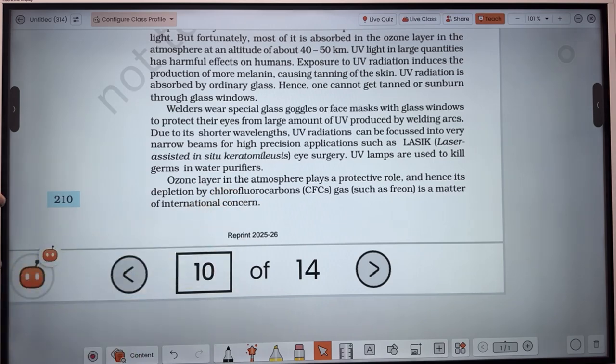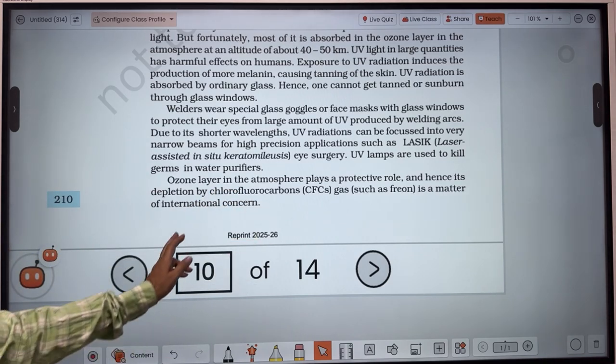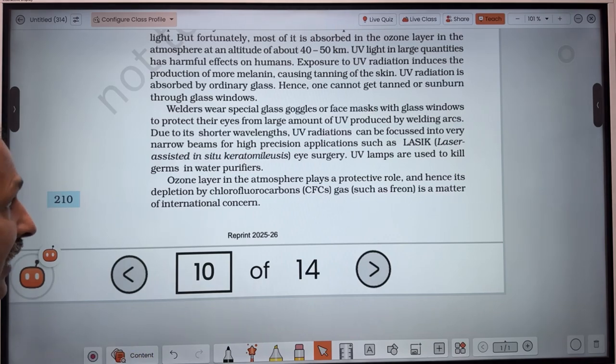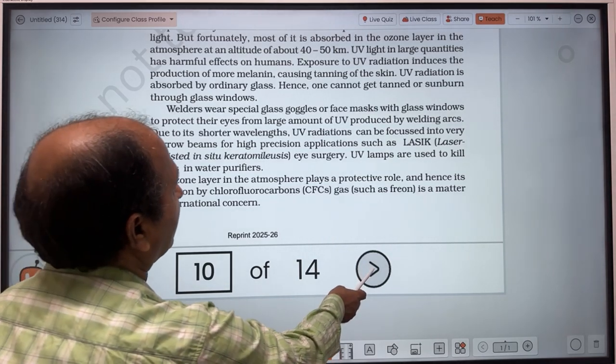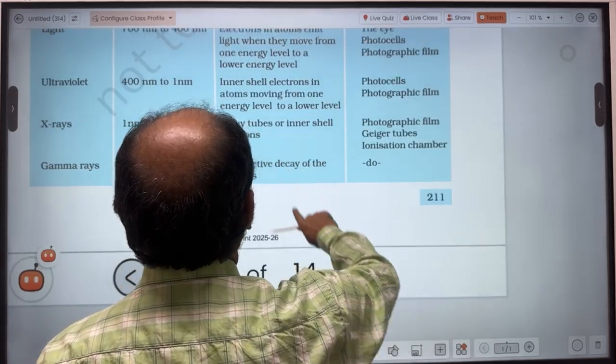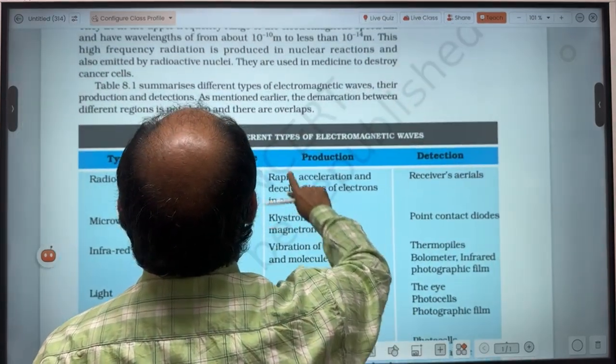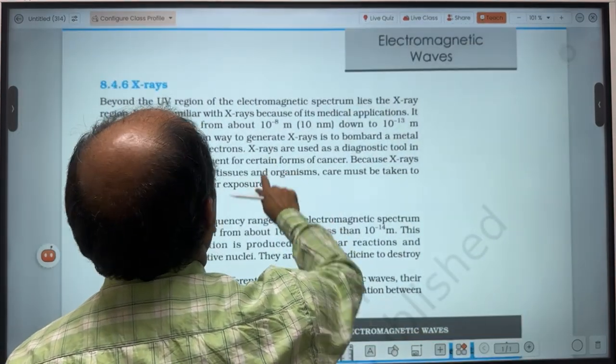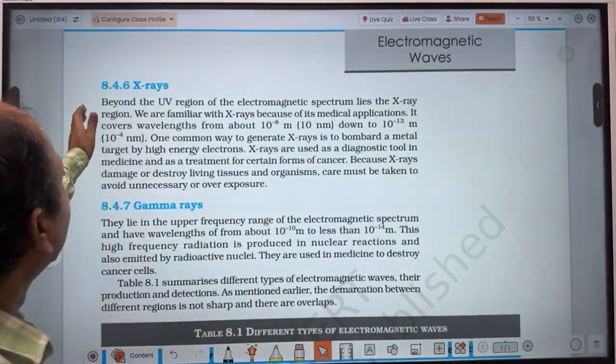Then comes the ozone layer in the atmosphere, which plays a protective role, and hence its depletion by chlorofluorocarbons, CFCs, gases such as freon, is a matter of international concern. This chapter is completely based on theory.